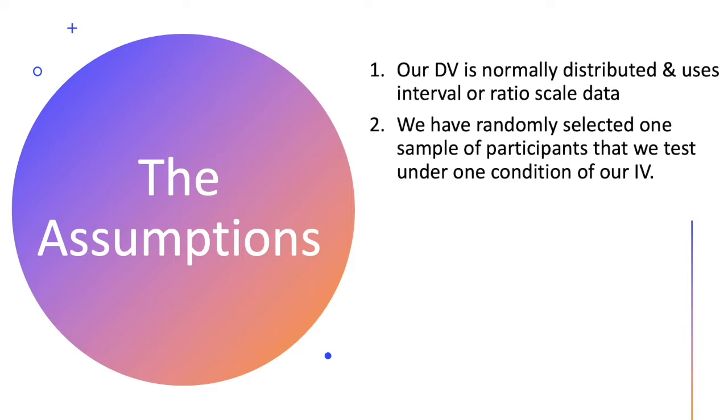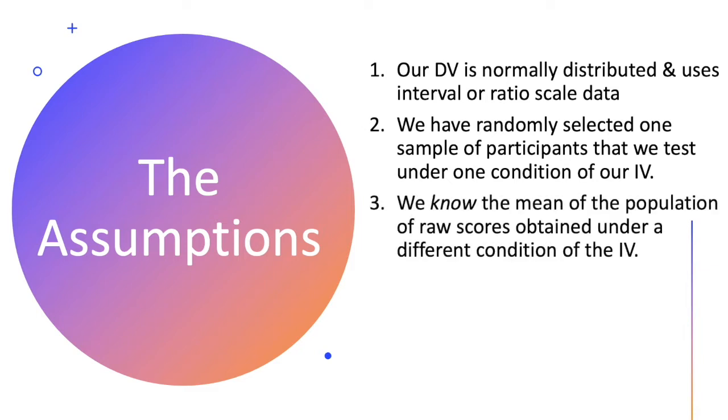Here's the third thing that must be true. We must know the mean of the population of raw scores. We need to know those scores as a comparison. Now, it says this in a fancy way: we know the mean of the population of raw scores obtained under a different condition of the IV. That's a fancy way of saying we need to have an understanding of the population before our manipulation. What did those kids look like before on reading, before we gave them ABC Mouse? Because we need to be able to compare them.